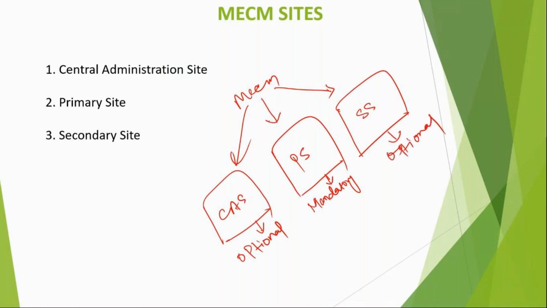Secondary is optional. This is also needed on a condition. If the condition is there, then it is needed, otherwise it is not needed. Secondary, generally we install it for branch offices. If you have branch offices, then only we install secondary, otherwise we don't install secondary.